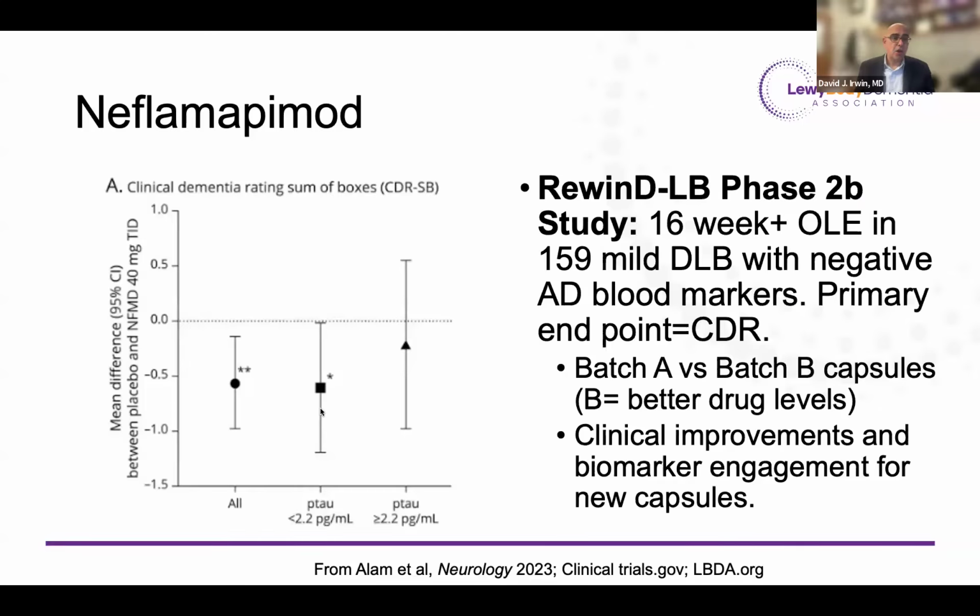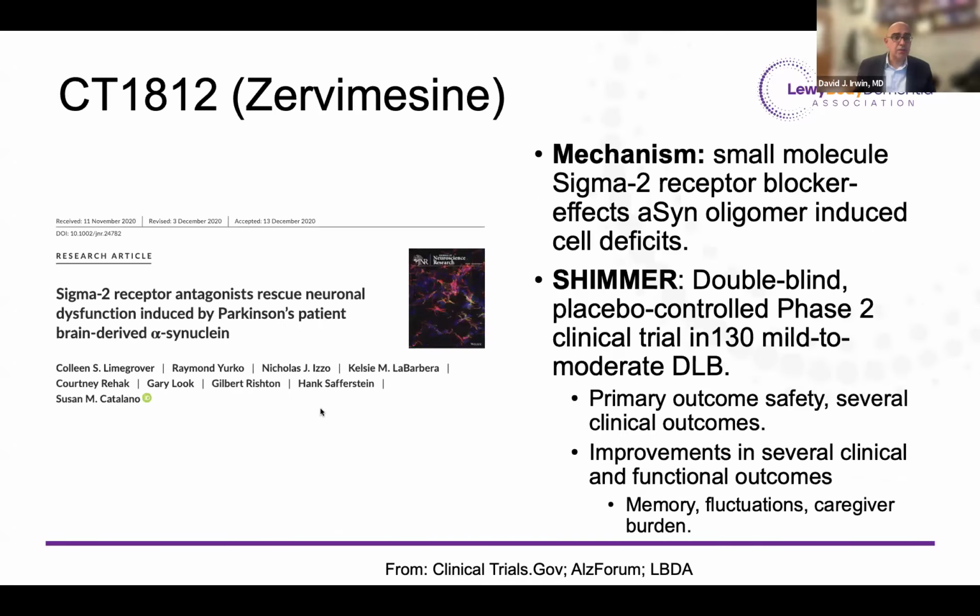And earlier this fall, we heard results from the sponsor of this trial from a follow-up study called Rewind LB that included a larger number of patients with mild DLB, and this time used the blood test to include only those who didn't have evidence of comorbid or mixed pathology. There was some nuance in terms of the production of the study drug, but overall, those who had the study drug preparation that had the most robust effect of the study drug in the blood showed similar clinical improvements and some element of biomarker engagement with a different blood test. So these are encouraging results that have been provided by the sponsor, and we'll learn more in the future.